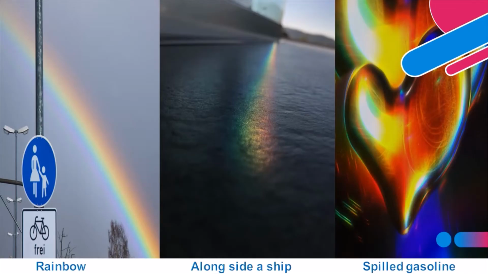In daily life, we can find light spectrum. For example, it's easier to find a rainbow of the rain when we go to sea along the side of a ship, or when we go out and spill gasoline. That looks like the third image.